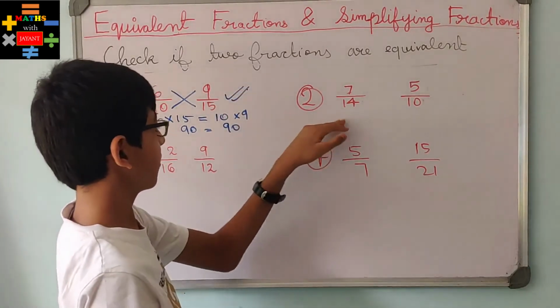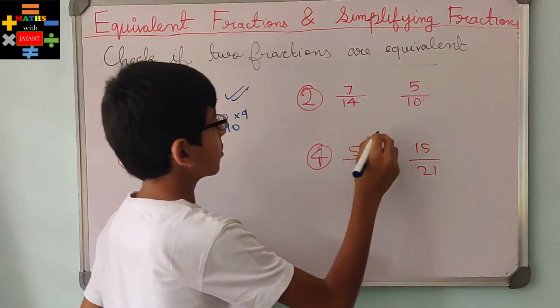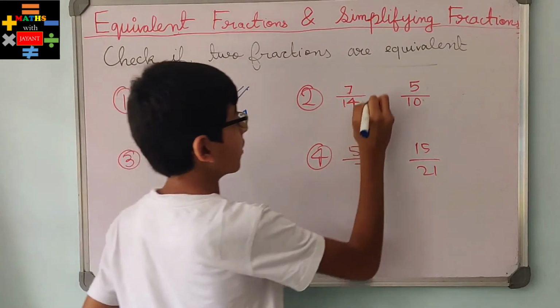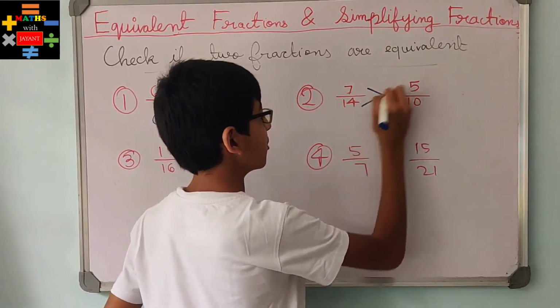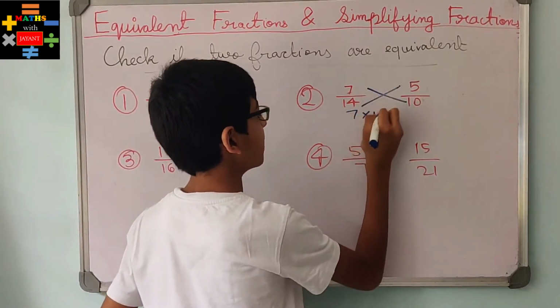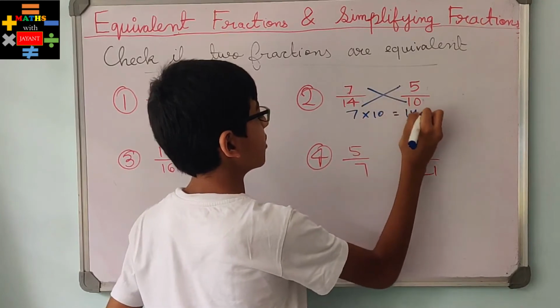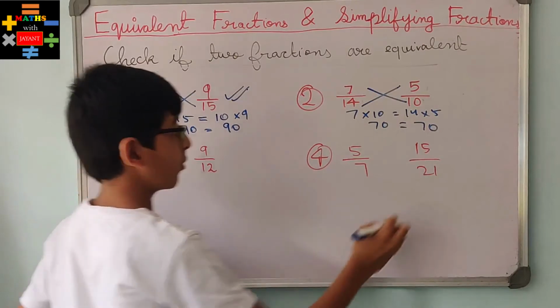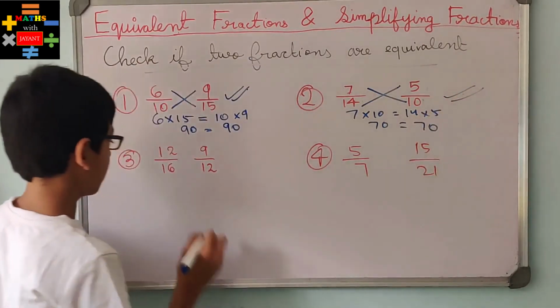Let us solve this. 7 by 14 and 5 by 10. So over here we are going to use cross multiplication. This means that 7 into 10 should be the same as 14 into 5. 7 into 10 is 70, 14 into 5 is 70, as these are equal, so these fractions are equivalent.